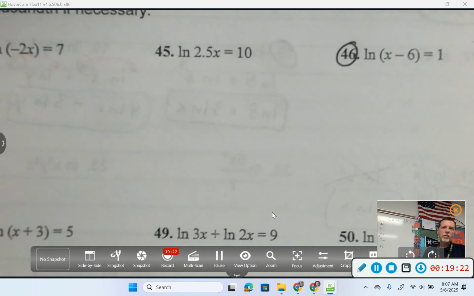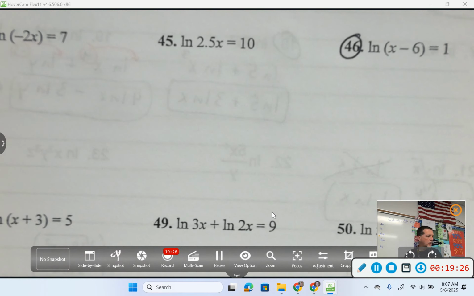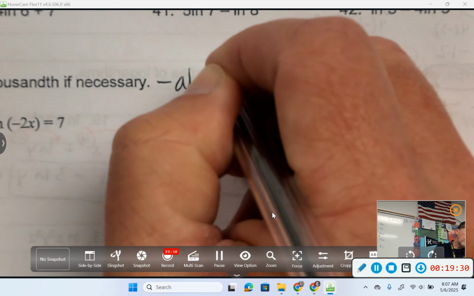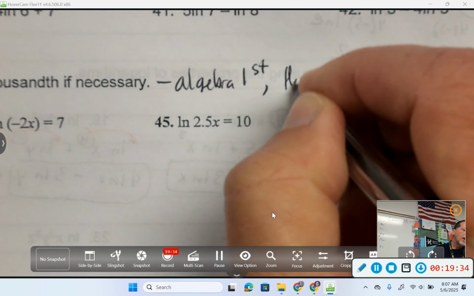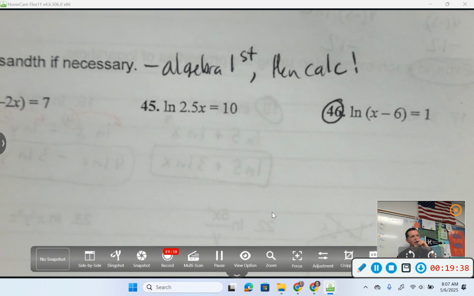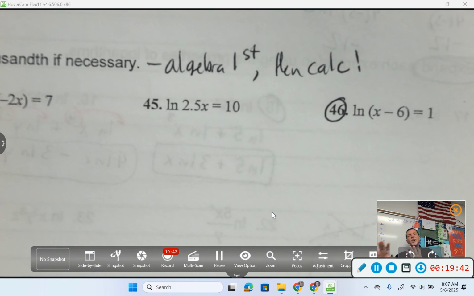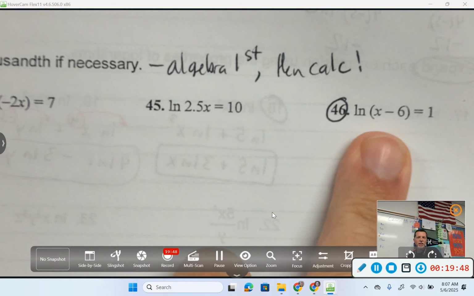So it's with calculator, but before I grab the calculator, I need to get x by itself. Here's extended directions. Algebra first, then grab the calculator. Students think that if they have a calculator, they immediately want to start punching things in. You're like, no. Do the math first, do the algebra first, then grab a calculator. When I say do the math first on 46, what do you think we should do first?